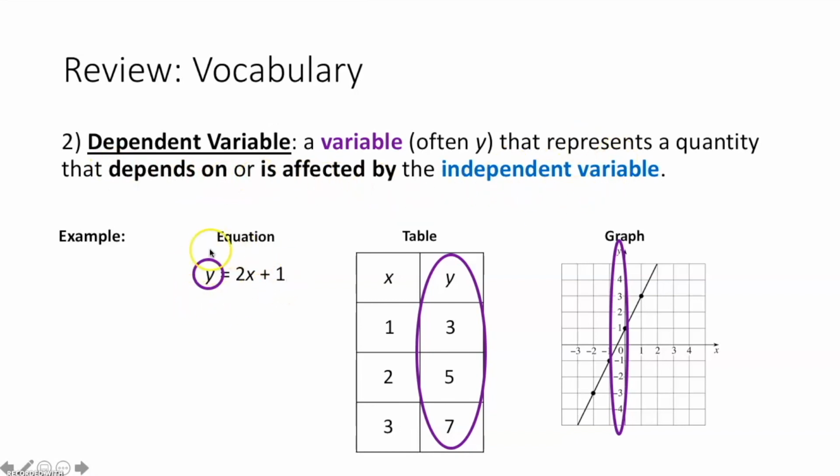So here you can see we have our equation solved for y, and what happens is we plug in something for our independent variable, x, then we simplify this expression right here, and we get what y is equal to. Now, y depends on whatever we plug in for x. Therefore, y is called the dependent variable in this case. And when we have a table, it's usually the right column that is going to be your dependent variable. And on a graph, the y-axis is usually going to be your dependent variable.